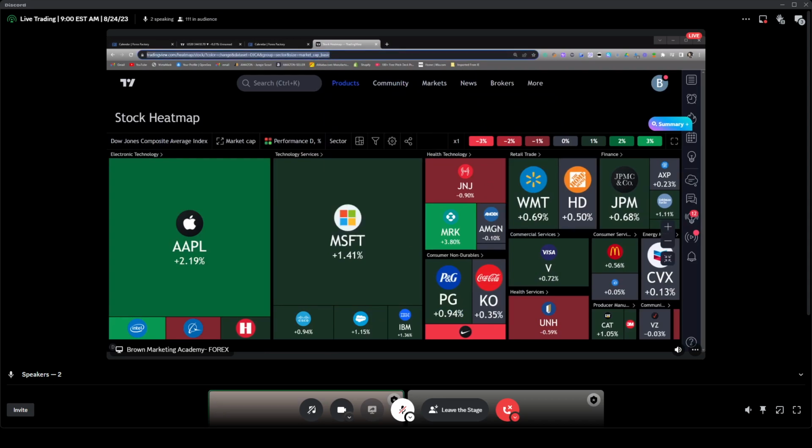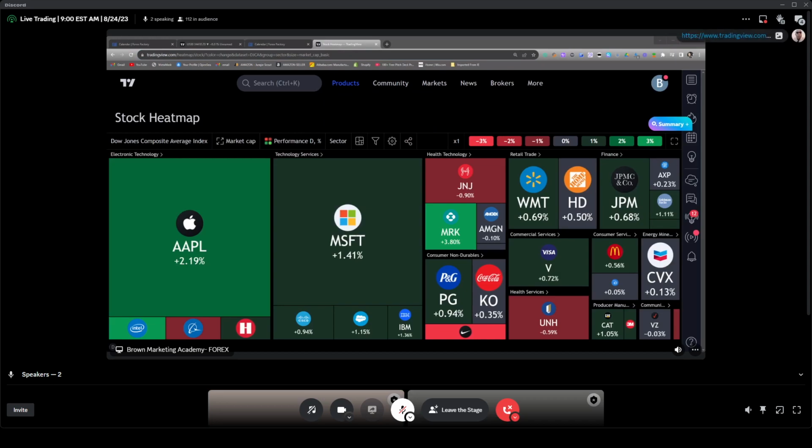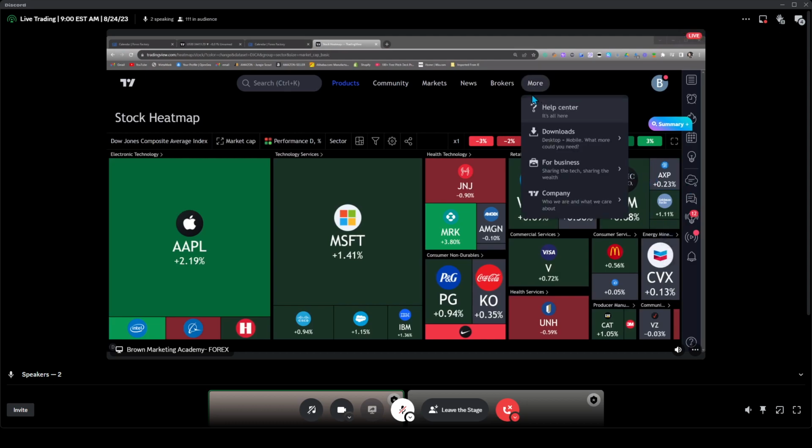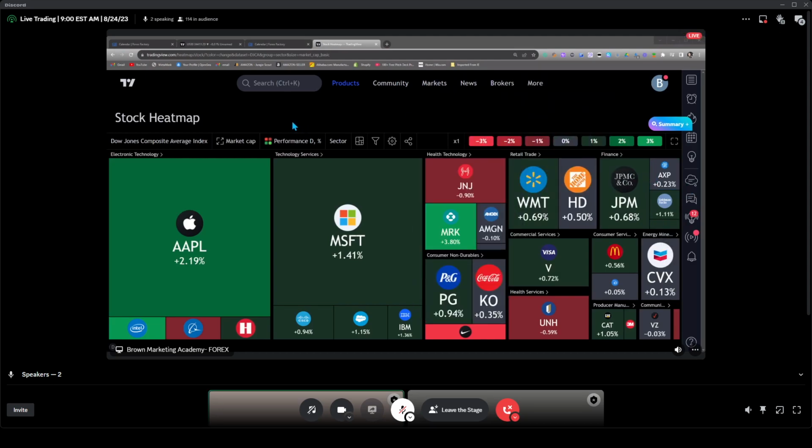If you're new here, you should have this. This is called the heat map for US 30, the Dow Jones Composite Average Index. That helps us establish a bias. It's just a visual representation of where the market should be going today. I believe that we're looking for longs at 9:30 a.m. Meaning buys at 9:30 a.m.